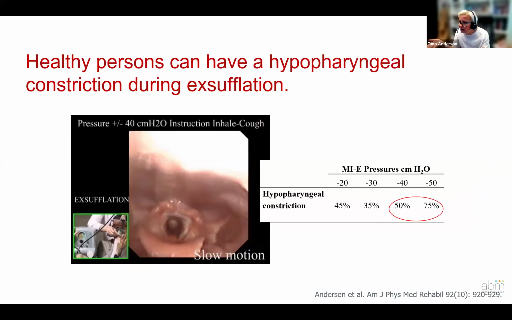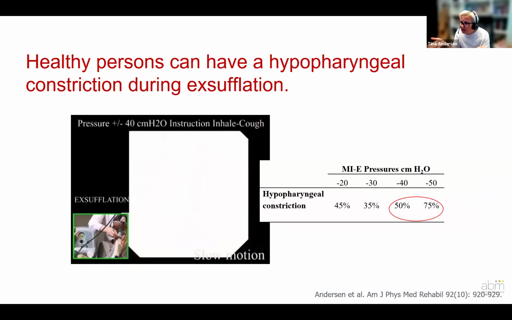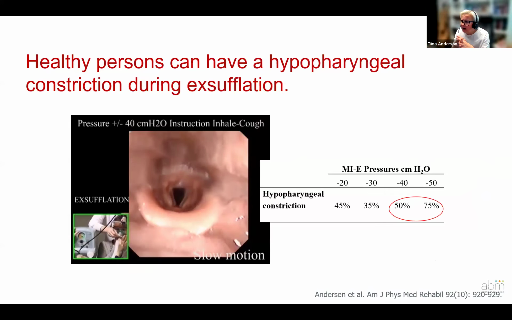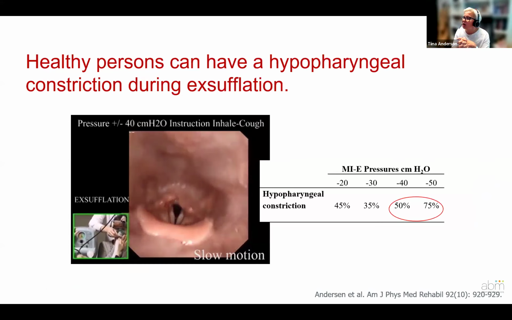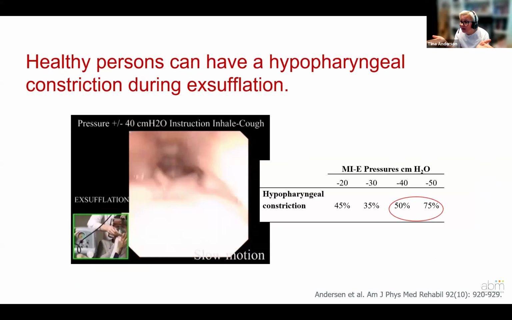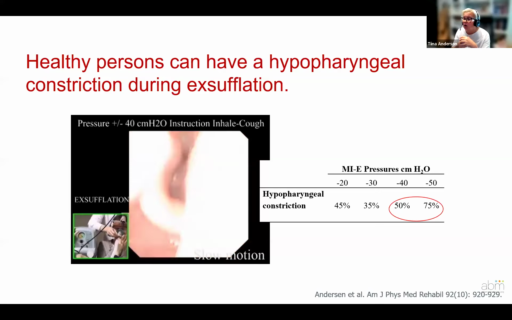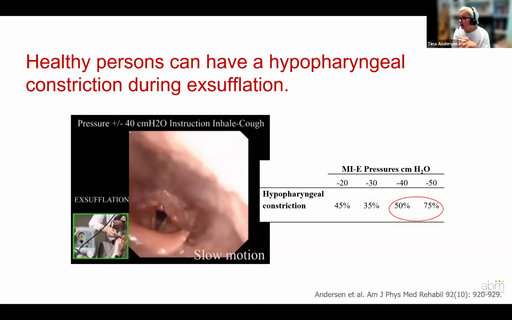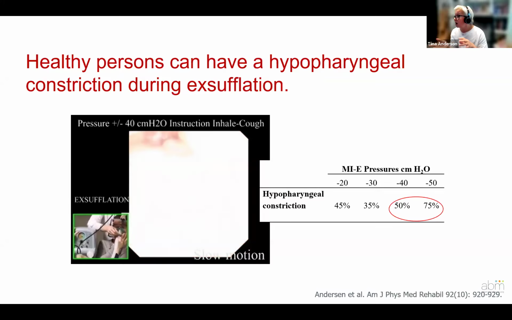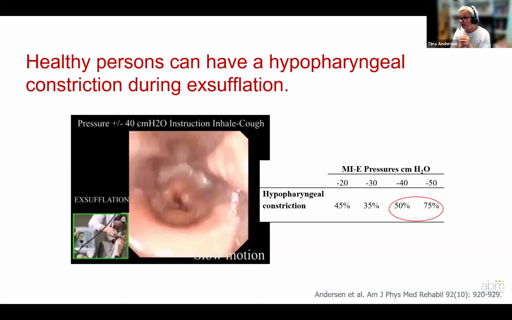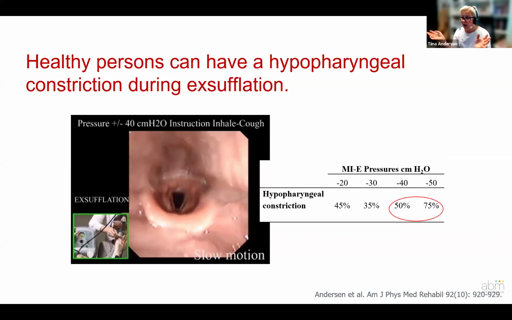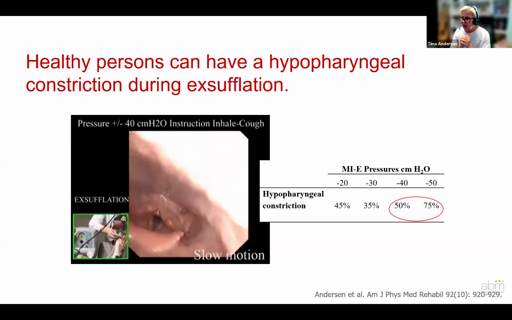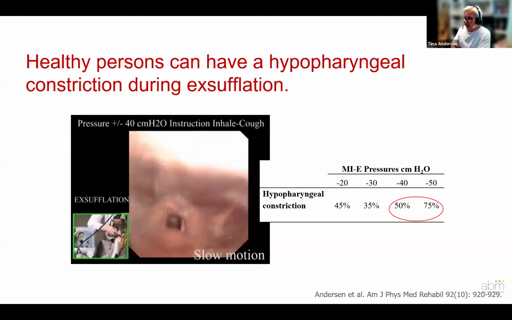Okay, another thing that was normal. So this is during exsufflation. It can be very, very narrow in the hypopharyngeal structures when even the healthy participants are coughing with MIE, negative pressure exsufflation. And again, you see that when we applied higher treatment pressures, like minus 50 centimeters of water, almost 75% of our healthy volunteers, there was a population of 20, had this response. So 15 of 20.